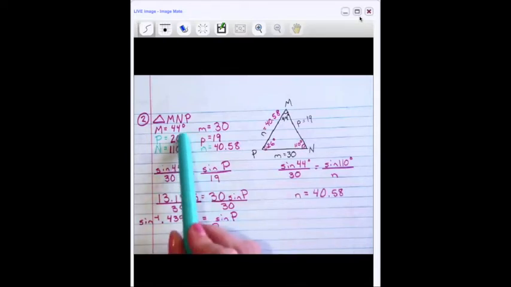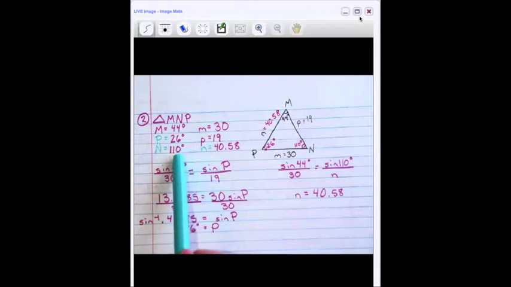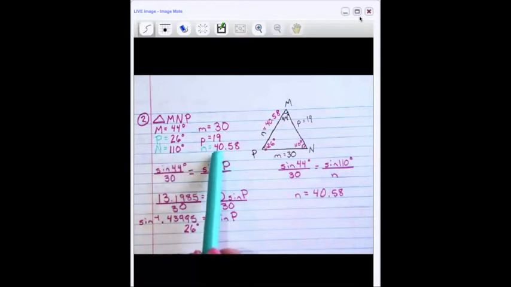So now I have 44 degrees, 26 degrees. I know I'm dealing with a triangle and they have to add up to 180, so that last one is 110 degrees. I like to go back to the complete fraction that I had to start with, that sine of 44 degrees over 30, to find that last side. So we've got sine of 110, that's n, over little n, because we're going to find that side length.